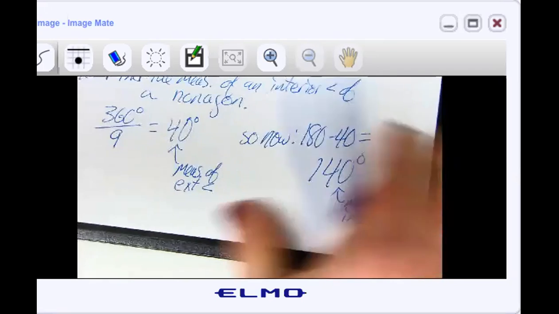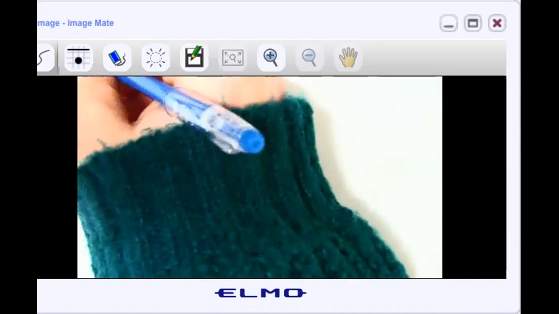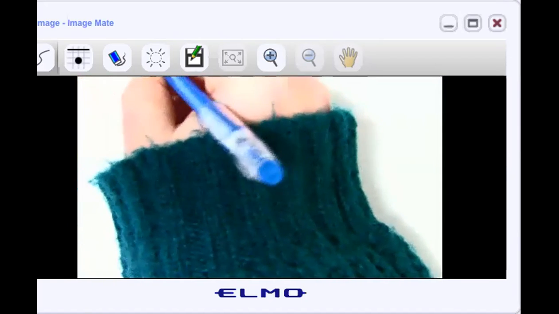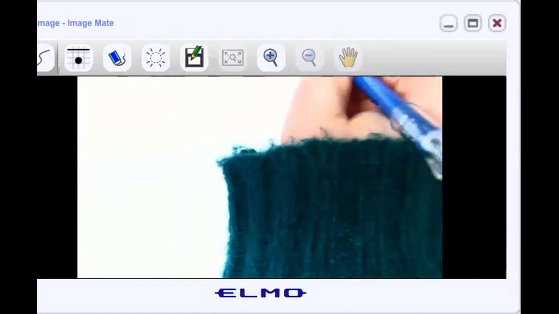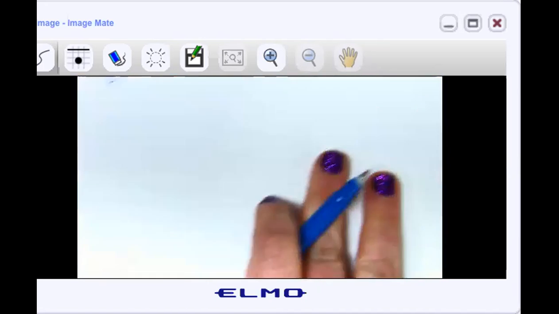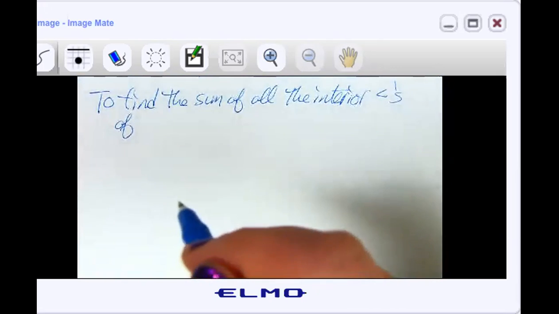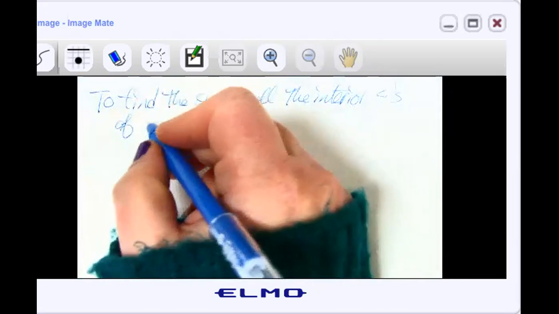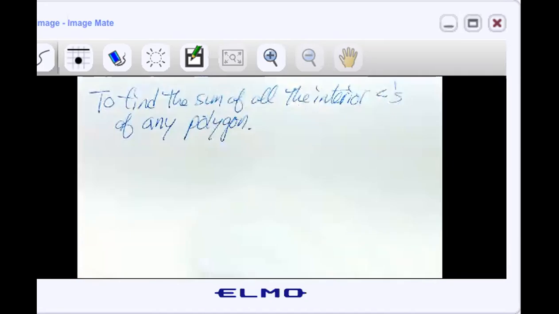So I'm going to turn the page here. And so for this last skill, we are going to say to find the sum of all the interior angles of, and this does apply to any polygon. It doesn't have to be a regular polygon, but I'm going to use the regular polygons to get my answer, if that makes any sense. So I'm going to say to find the sum of all the interior angles of any polygon, because it does work for any of them. I just use a sneaky way to get there.